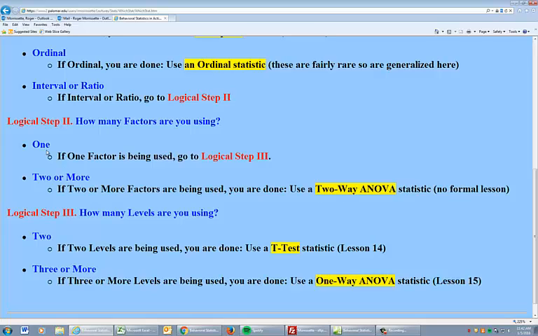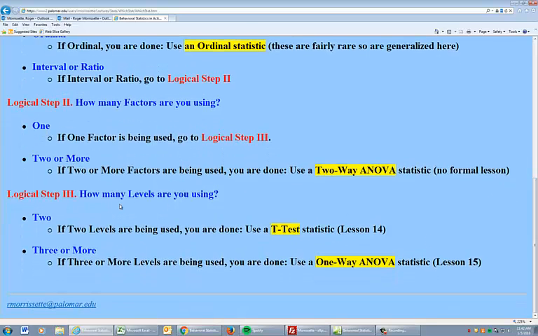But if it's only 1 factor, you got to go to logical step 3, and that is how many levels are there. Remember, levels are the number of conditions. If there are just 2 levels, it's a t-test. If there are 3 or more levels, you go on to 1-way ANOVA. It's that simple.